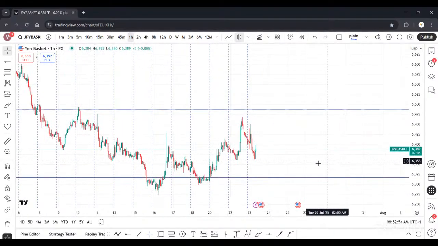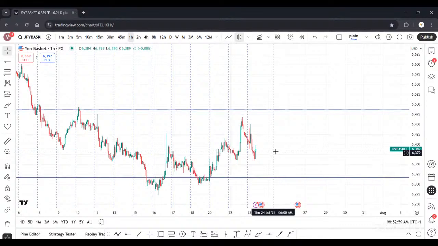So I would want to see pairs like GBP JPY and Euro JPY buying more than I would want to see them selling. This is what I'm expecting on the yen basket. Now let's look at GBP JPY and the likes and see what we're expecting to play out, if they are ready to play out those same things this morning.